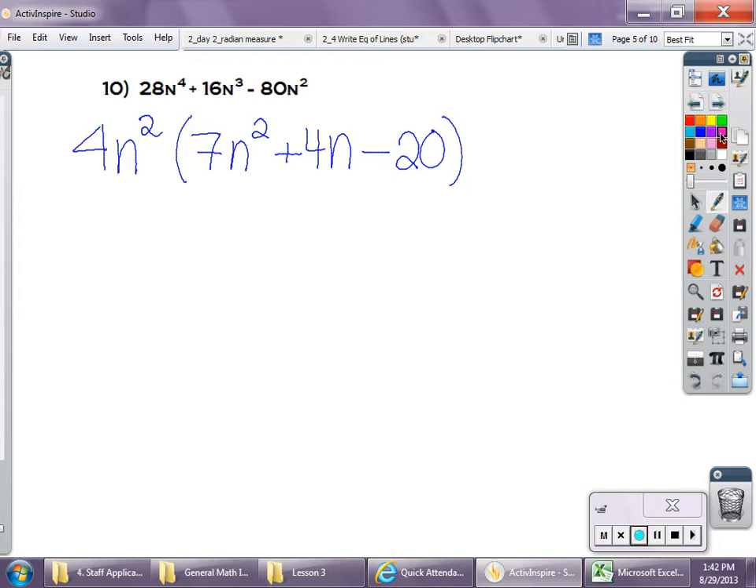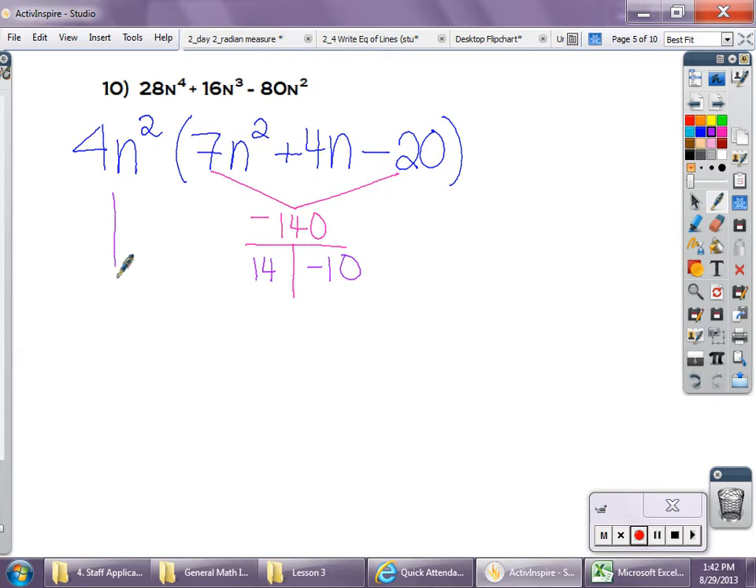So next, we got a factor again. So I will again do this both ways. First of all, I'll do it by grouping. So 7 times negative 20, negative 140. I need two numbers that multiply to negative 140, but are going to add up to positive 4n. Let's see. So those values would be 14 and negative 10.